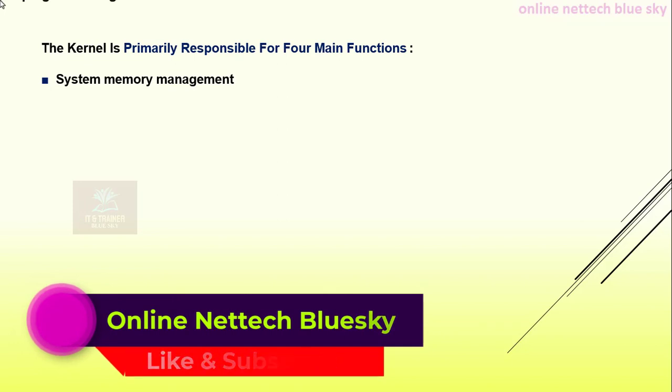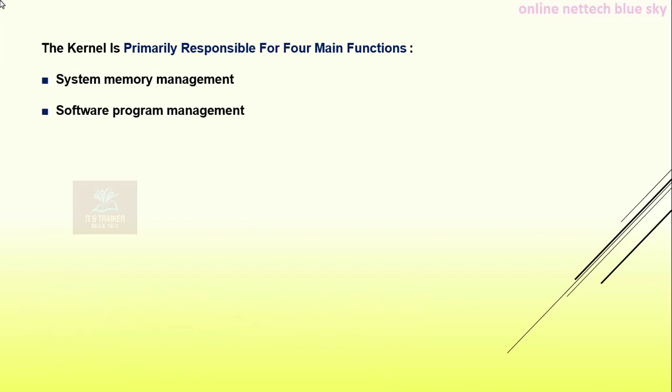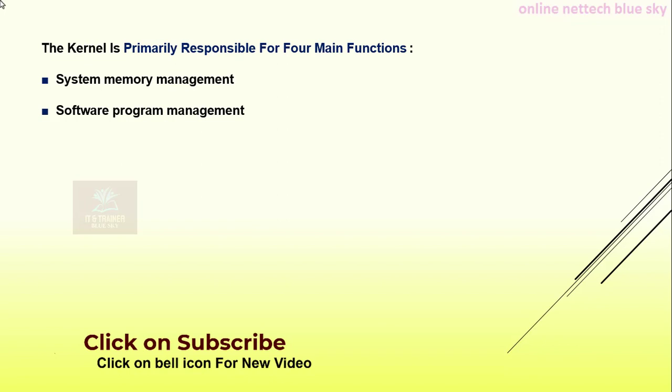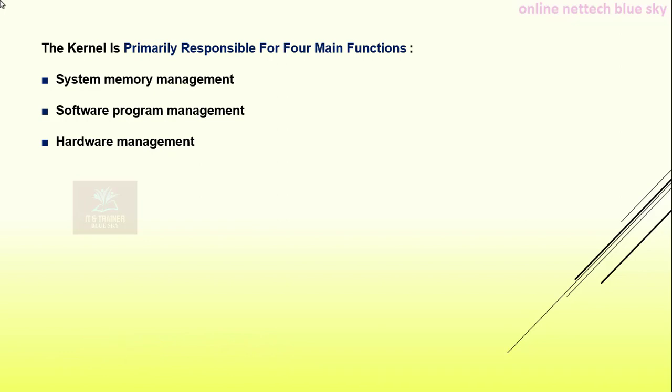Second is software program management. Software program management means software technology: different types of software created on the Linux operating system, and then loading the software programs. So this is the software program management system. Third is hardware management. Sometimes you insert a pen drive or some other device into the system. It is one type of hardware management system, where hardware starts and you enter some data. So this is hardware management.